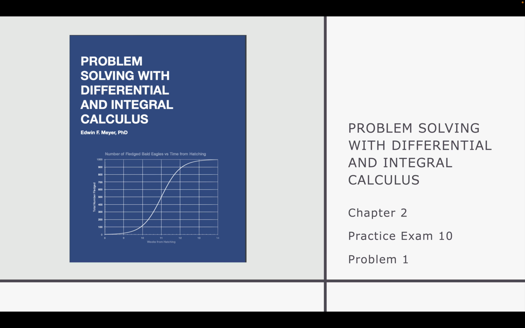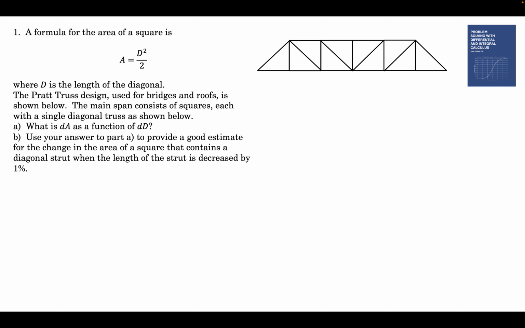Practice exam 10 of chapter 2 in the book Problem Solving with Differential and Integral Calculus. The formula for the area of a square is d squared over 2, where d is the length of the diagonal. So here we have a Pratt truss design used for bridges and roofs. It consists of squares with diagonals.